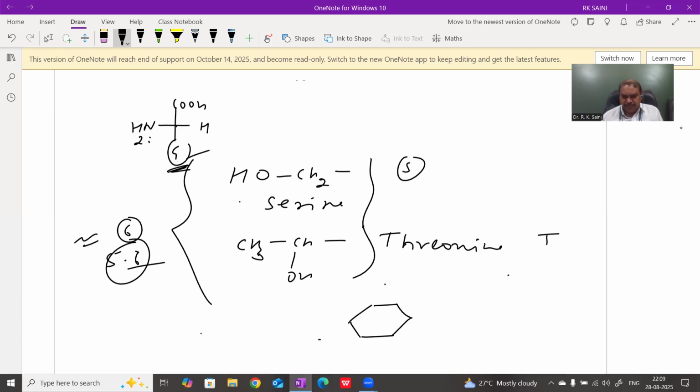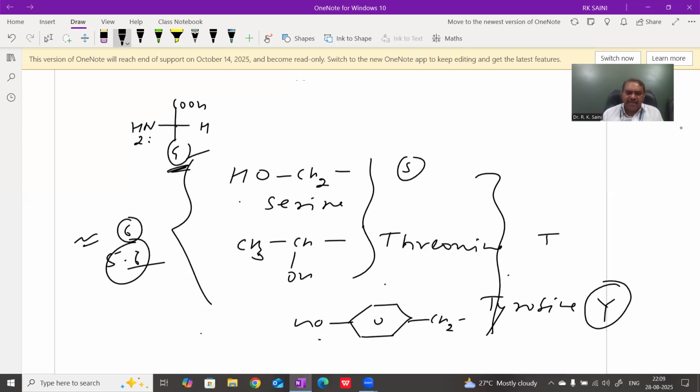Next, third is tyrosine. It contains a phenolic group, a phenyl group. The single letter code for tyrosine is Y. These amino acids are also slightly acidic. Their pH is nearly 5.6. These 3 amino acids contain alcohol or phenolic group.